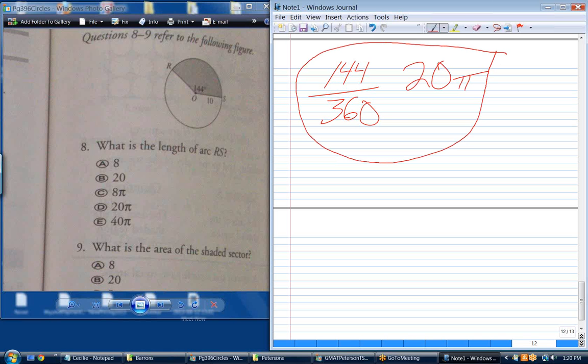Oh, there's a 10. Sorry, I didn't see that. No, that's okay. So that's 2 pi r. So if we're reducing this, I can do this. Now I have 144 over 18 pi, and that looks like 8. 8 pi.